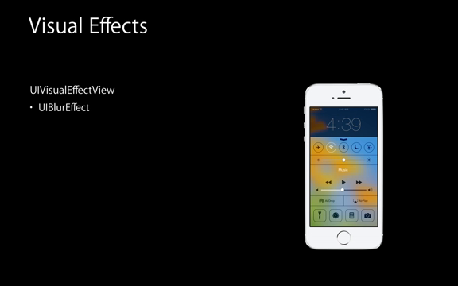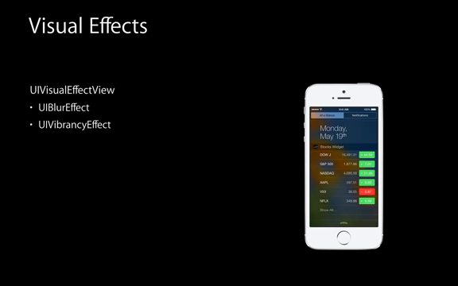Believe me, I've been waiting for you guys to be able to use this too. So the UI Blur effect will give you a live blur over the content where you use it. The second effect that we're shipping is the UI Vibrancy effect.